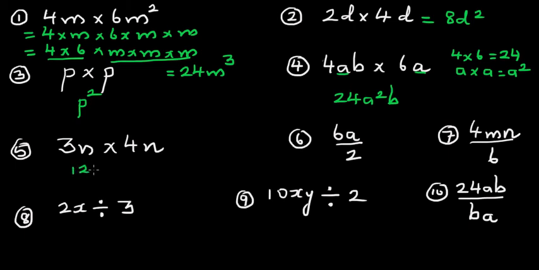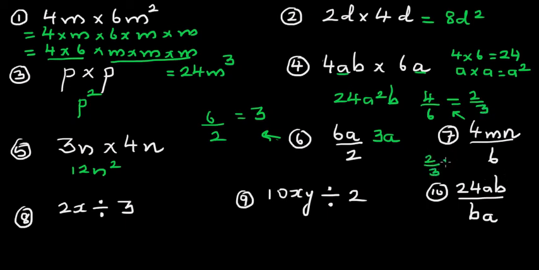Well, this is easy. This is 12 N squared. Okay, so now for this, you can divide 6 by 2, which is 3. 6 divided by 2 is 3, so your answer is 3a. So here, this is 4 divided by 6. And 4 divided by 6, dividing both by 2, is the same as 2 over 3. So here the answer is 2 over 3 mn. And here, this is the same as writing 2x over 3. So let me write it like this. This is 10xy divided by 2. Well, you can divide 10 and 2. 10 divided by 2 is 5. So this is 5xy.